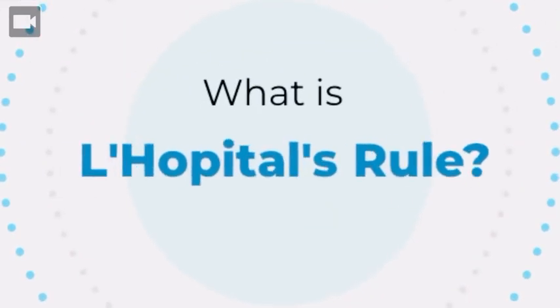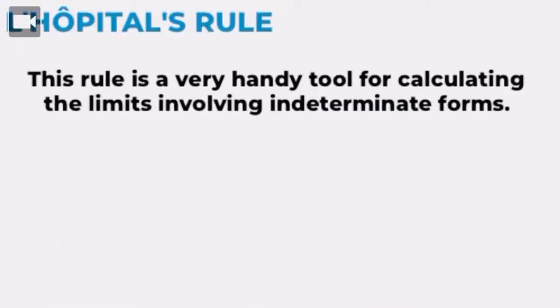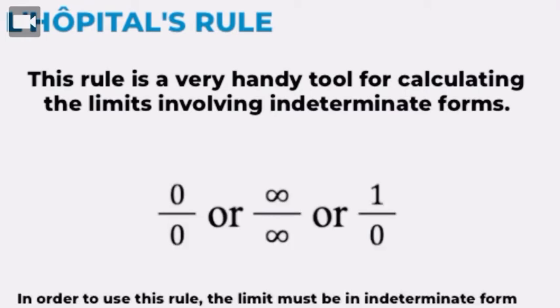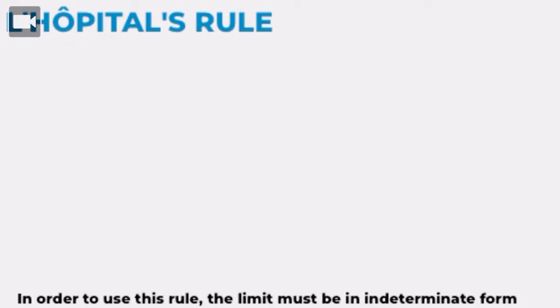So what is L'Hôpital's rule and when can we use it? It is a very handy tool for calculating limits involving indeterminate forms. What do we mean by indeterminate? We mean forms such as 0 over 0, infinity over infinity, or 1 over 0.